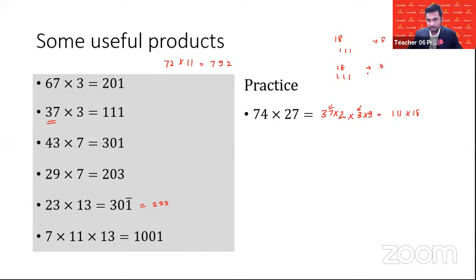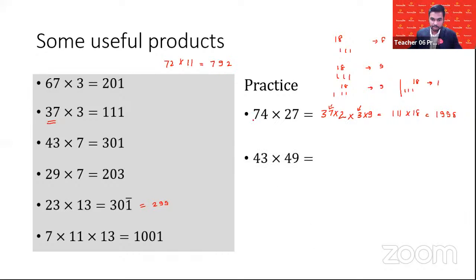Then you can write 18 and 111 like this. This is the sum, which is 9. Again, you have one more, 18, 111. Again, you will get 9. And the last one, I'll write it here, 18, 111, which is 1. So this answer is going to be 1998. So multiplication by 111 can be done very easily, just as it is done for multiplication by 11.